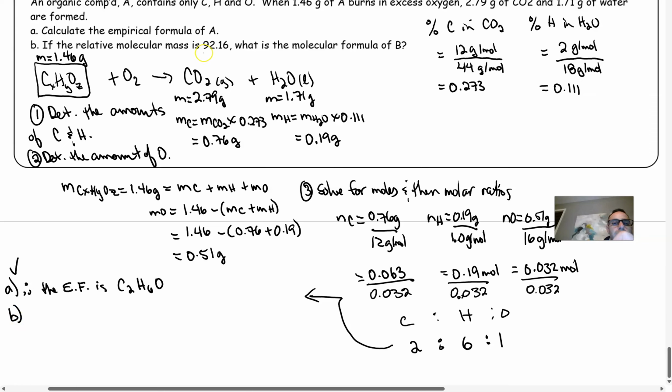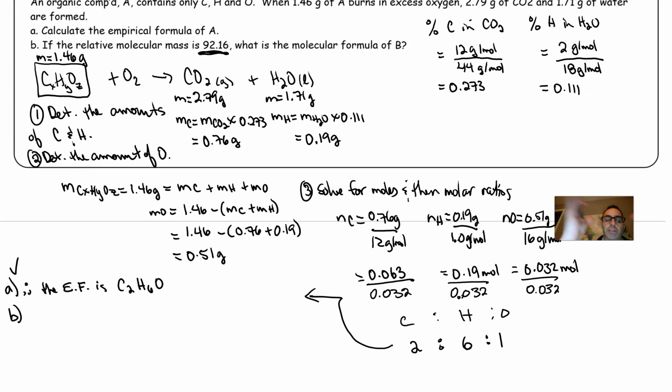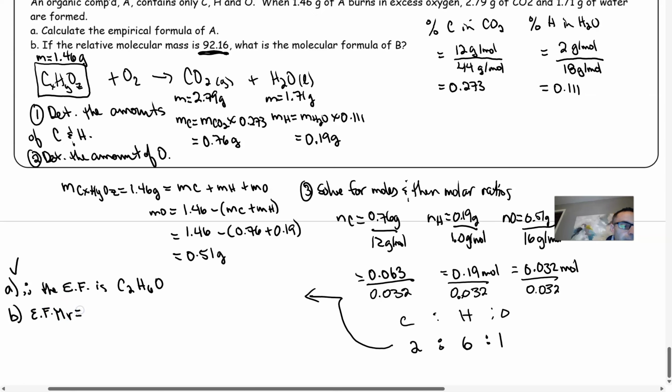For part B, we know that the actual molecular mass is 92.16 grams of the real compound. And with organic compounds, a lot of organic compounds have the same empirical formula, but in the end, the actual molecules can be big or small. And so we need to see if this is the actual molecule. So what we're going to do is find the empirical formula molar mass, and then we're going to compare it to the actual molar mass.